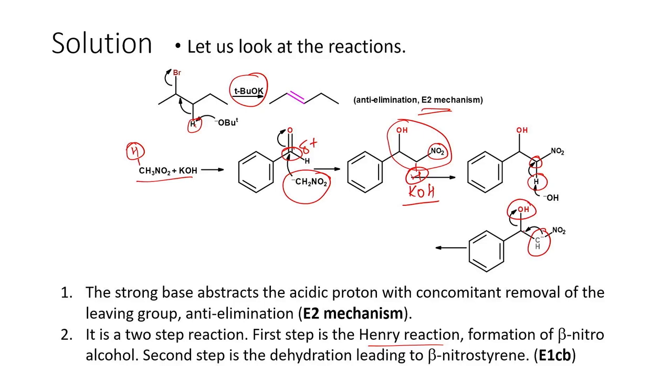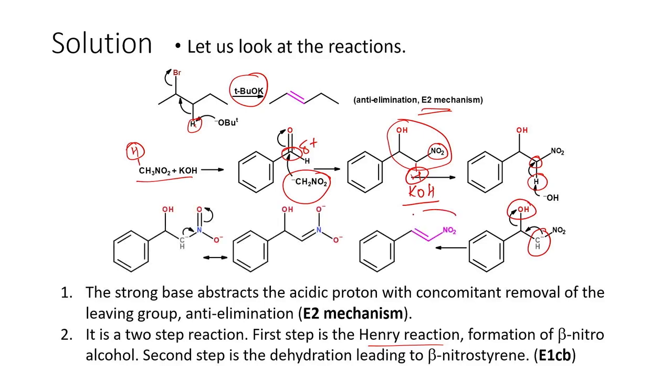This carbanion can now undergo the loss of the hydroxyl group. The flow of electrons is shown here, which leads to the beta nitrostyrene, that is the final product. So the elimination product is obtained in this particular case. As I mentioned, this acidic proton is easily removed because once the anion is formed, it can be easily stabilized by the electron withdrawing nitro group. So this is the driving force for this particular reaction.